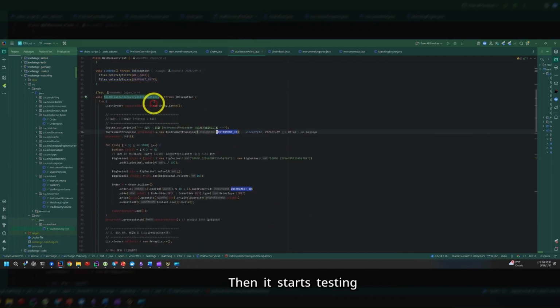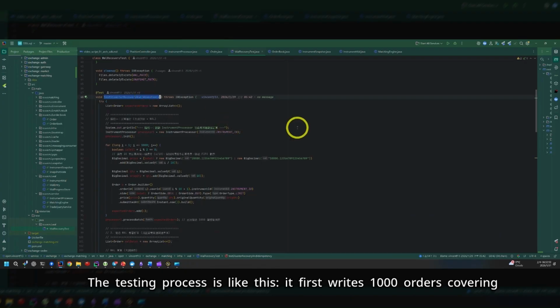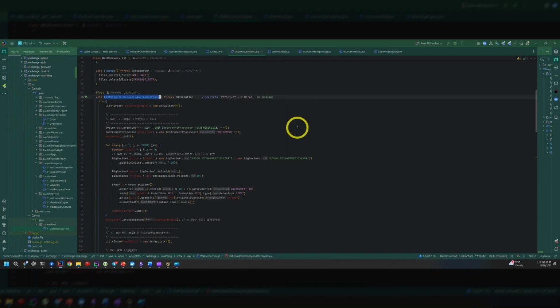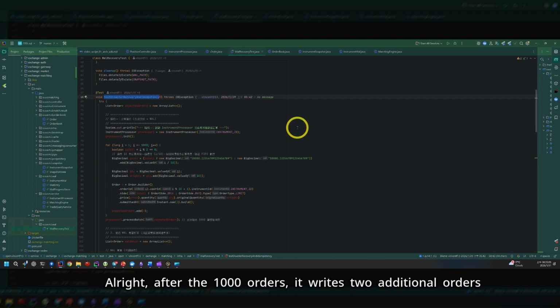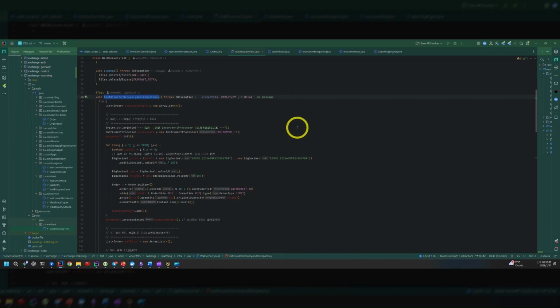Then it starts testing. The testing process is like this. It first writes 1,000 orders covering various boundary values. These 1,000 orders trigger a snapshot, and the WAL will also write these 1,000 orders. All right, after the 1,000 orders, it writes 2 additional orders. These 2 will only be written to the WAL. They won't be in the snapshot.